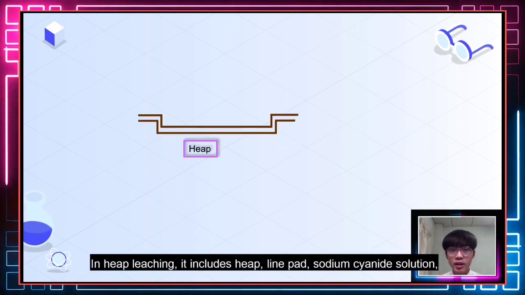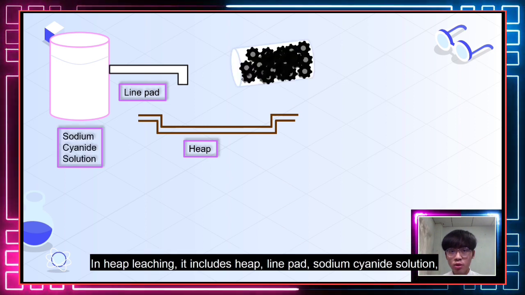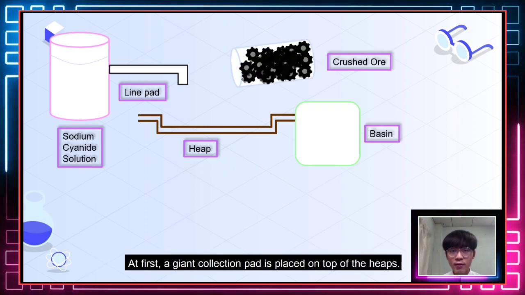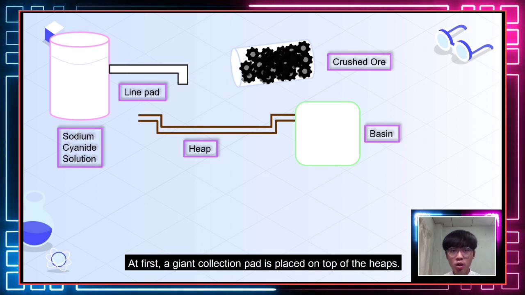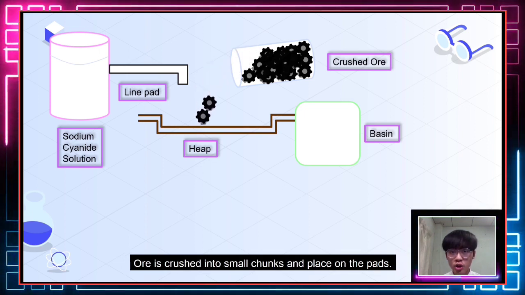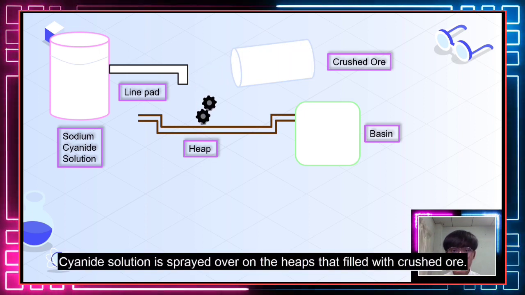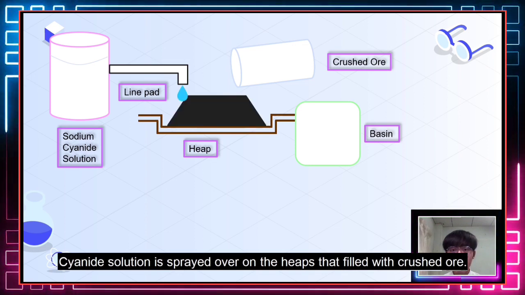In heap leaching, it includes heap, liner pack, sodium cyanide solution, crushed ore, and basin. At first, a giant pressure pack is placed on top of the heaps. Ore is crushed into small chunks and placed on the packs. Cyanide solution is sprayed over the heaps that are filled with crushed ore.